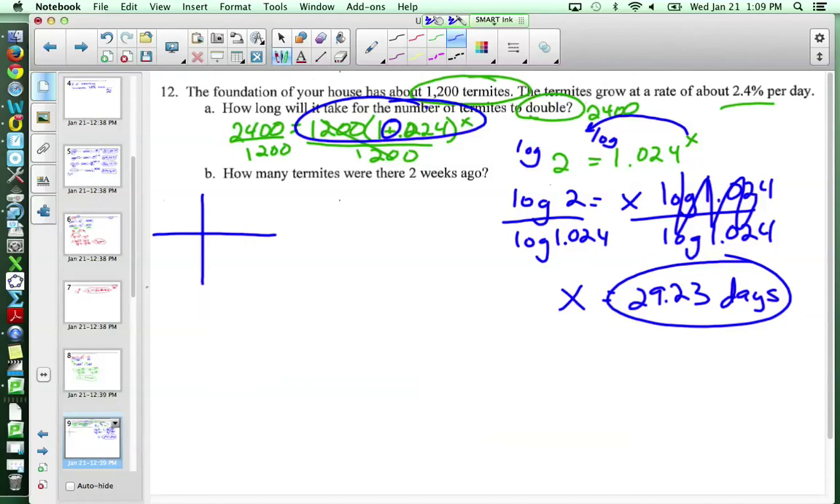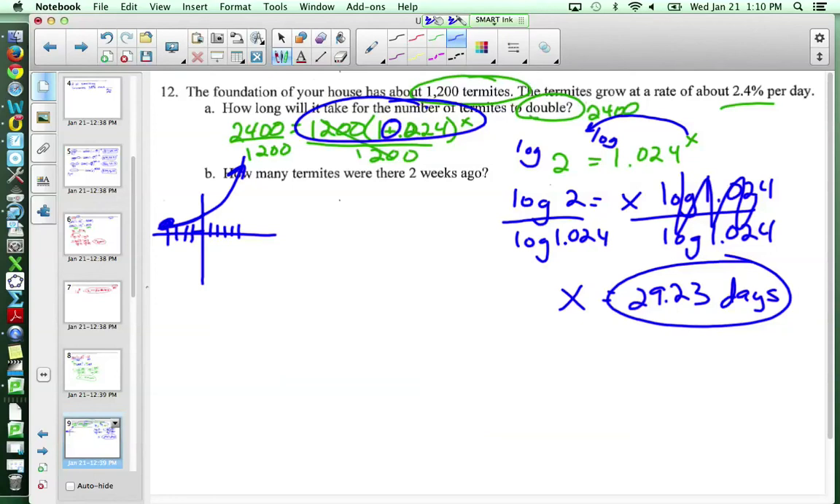If we just think about the graph of this, the number of termites is increasing. So we could look at 1, 2, 3, 4, 5 days and watch it going up. But if we look backwards at -1, -2, -3, -4 days, we can see that that number is going to be going down anyways. So at that point, 2 weeks ago, it was still increasing. So we still need that plus 0.024. It just happens to have been at a negative time, backwards.